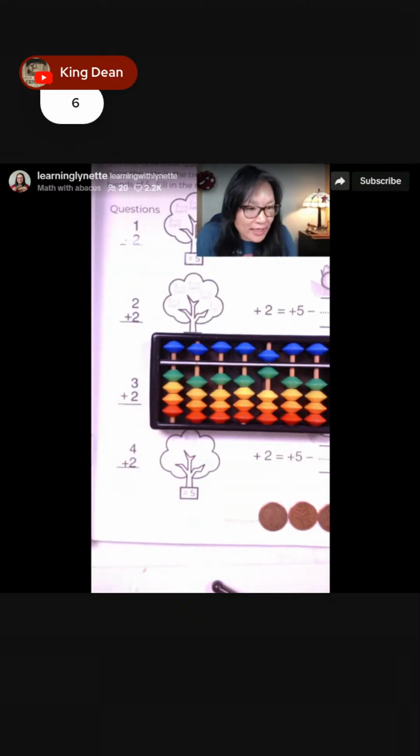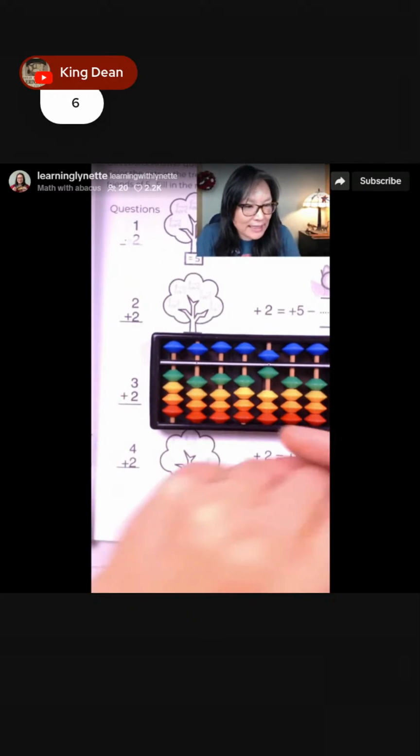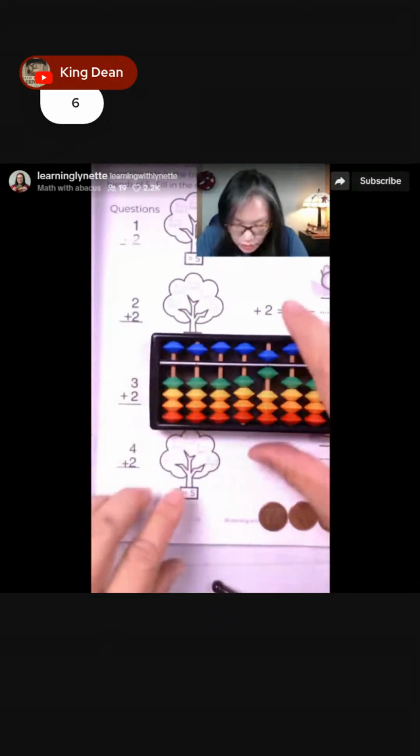And so as a toddler, you can't see it, but as a toddler, what I did is I added 5 cats in a tree.